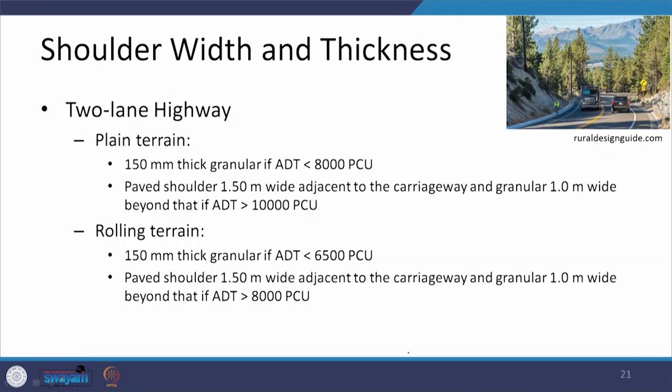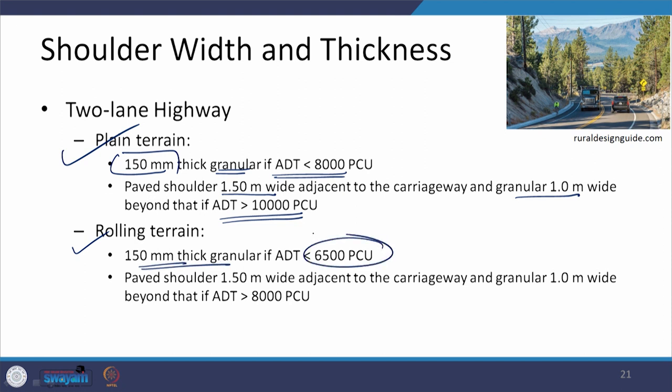Now, another thing is what type of thickness we are going to provide. So, if the ADT is less than 8000 PCUs, then the thickness provided is 150 mm and the material used is granular in nature. But when ADT becomes more than 10,000 PCU in the plain terrain, then paved shoulders 1.5 meter wide have to be provided along with granular shoulders of 1 meter. That means now you have a combination, and instead of having 2.5 meters together, it is separated as 1.5 and 1 meter.